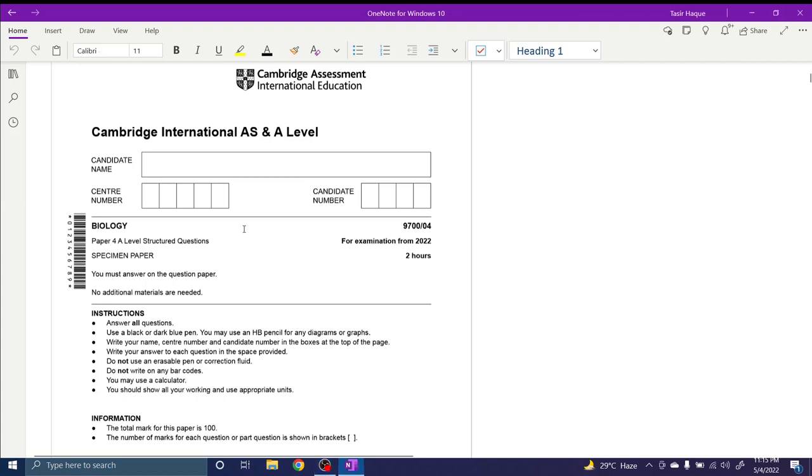Hello, I'm solving paper 4 biology, specimen paper 2022, 9700 variant 4 today.